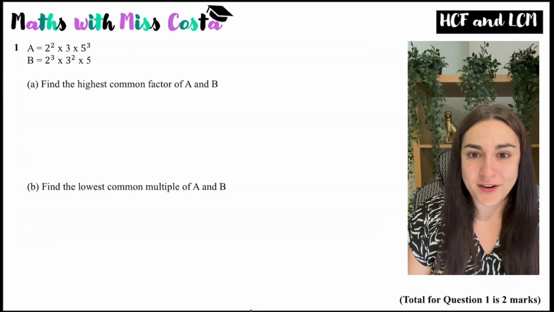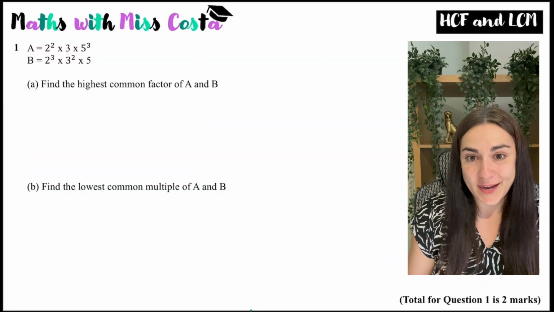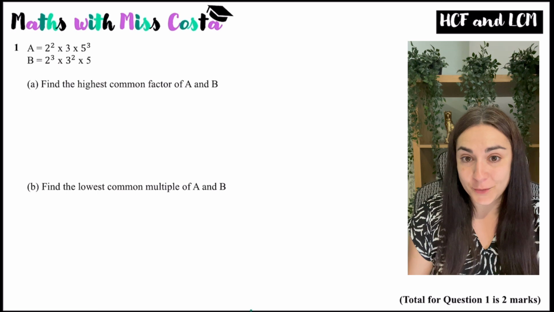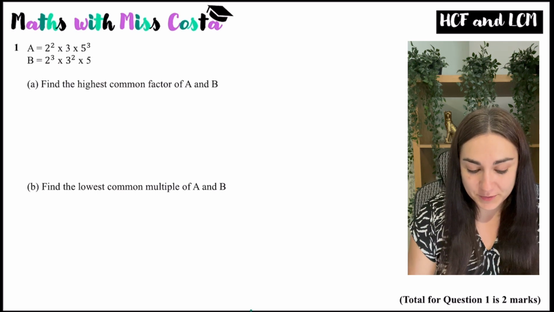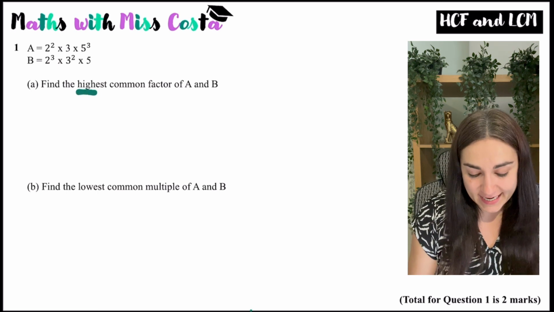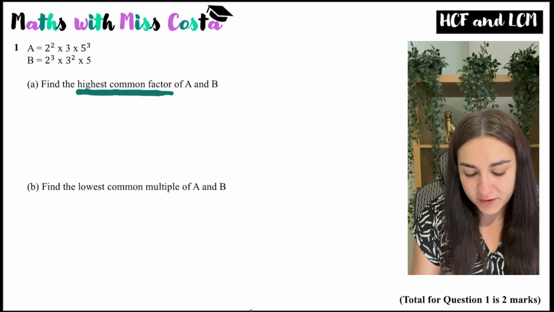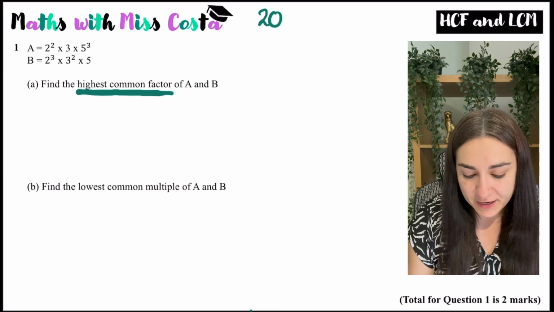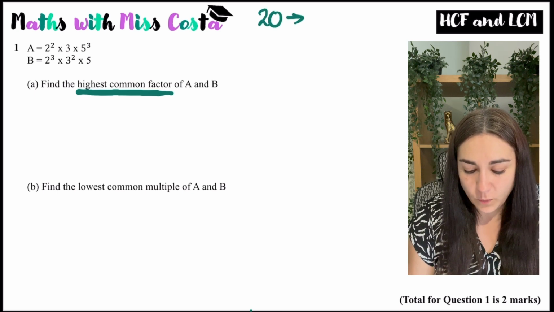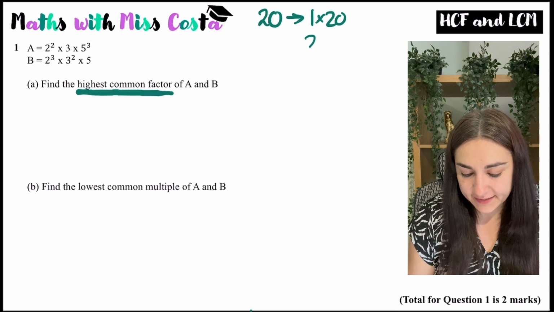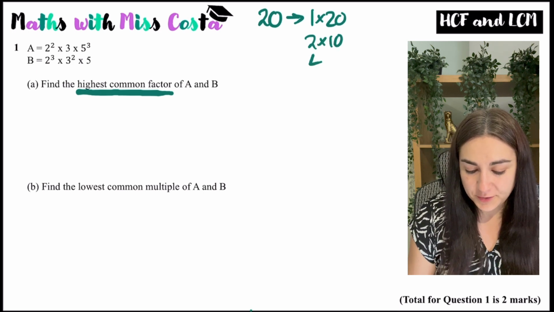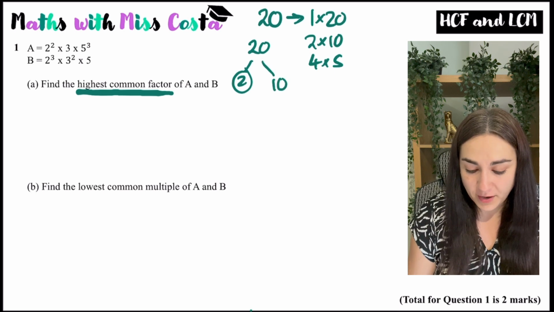Okay, so for question 1, I've been told that A is made up of 2 squared times 3 times 5 cubed, and B is made up of 2 cubed times 3 squared times 5. And they're asking me to find the highest common factor of A and B. Now, if I was being asked that normally, what I would do is list the factors of each number. I could do that by just listing the factor pairs, or I could have used a factor tree, and then I would have got their prime numbers.